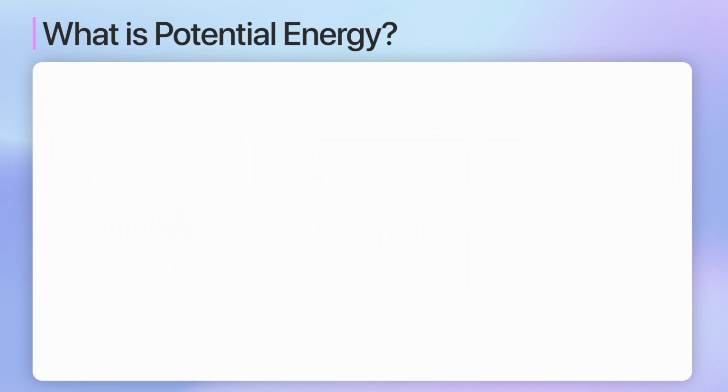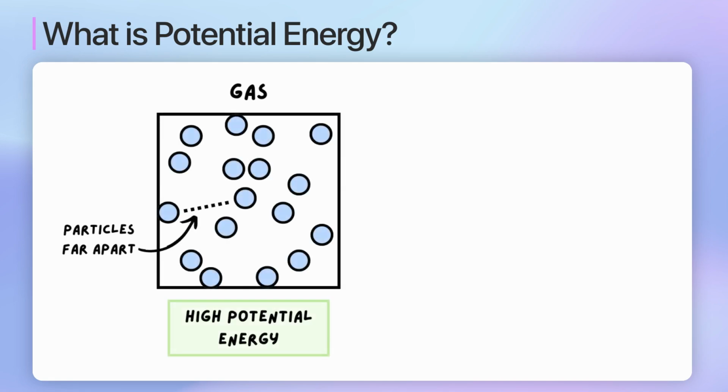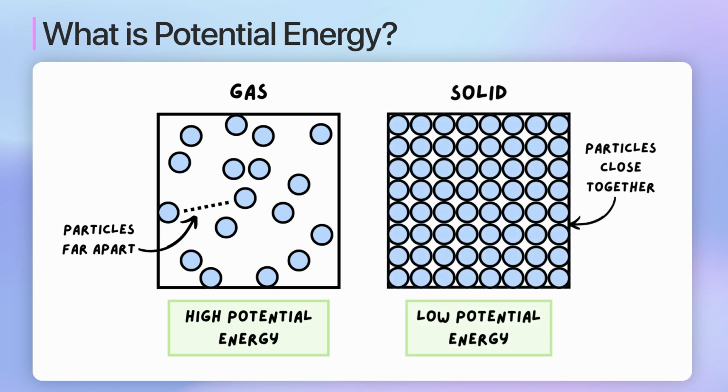For example, gases have particles that are very far apart compared to solids and liquids. Therefore, gases have a higher potential energy. In contrast, in solids where particles are closely packed, the potential energy is lower. Now let's move on to the second component of internal energy, the kinetic energy.